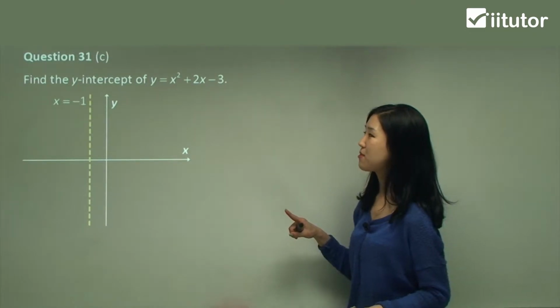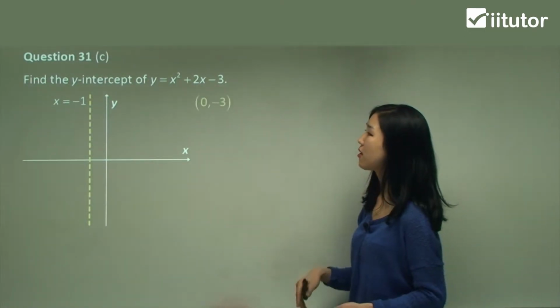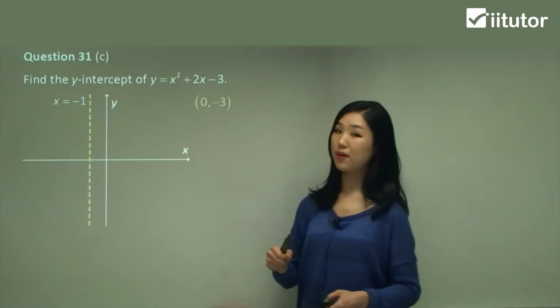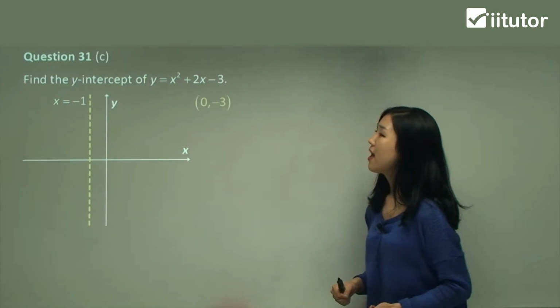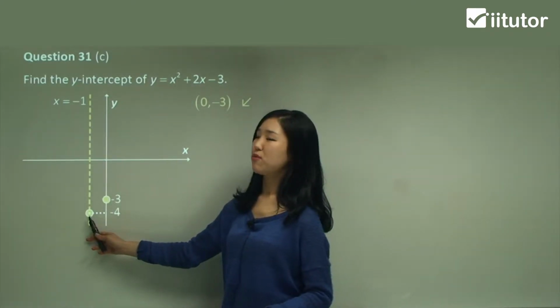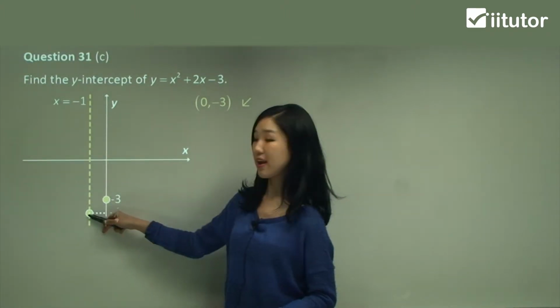So we'll go on to part C first. Find the y-intercept of this one. Y-intercept is pretty easy. Just sub in x equals 0 and you should get negative 3. So the coordinate is 0, negative 3. And then I'll just put that in, and yep, this is the vertex. I should have put that earlier, but anyway, that's the vertex passing through negative 1, negative 4.